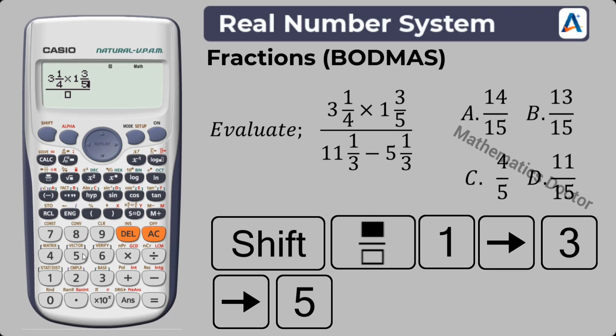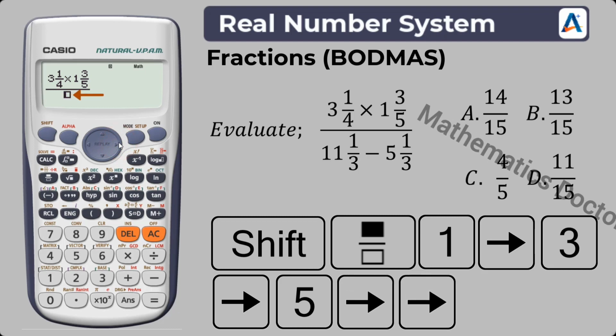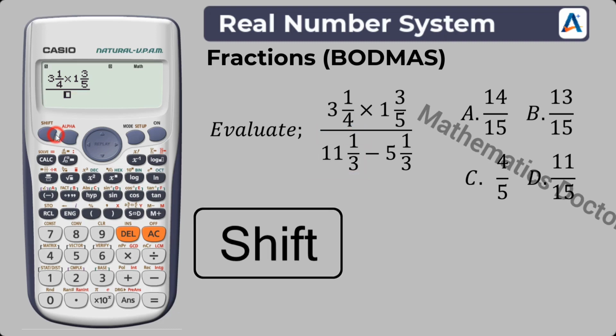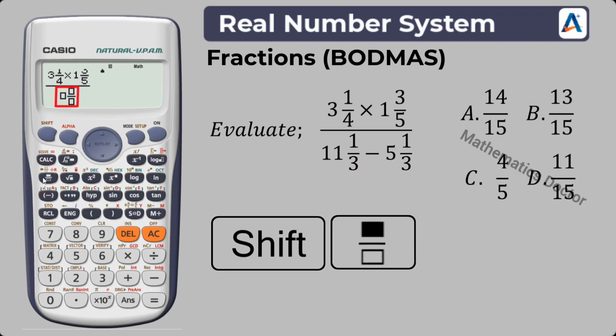Let's now bring the indicator to the denominator box so that we can input the fractions at the denominator of the question. Now to bring the indicator to the down side of the fraction or to the box down there, you press the arrow key to the right. You press it 1 and press it 2. So now the indicator comes to the box at the denominator. Since the denominator fractions are also mixed fractions, we press shift with the fraction key to get the mixed fraction boxes. 11 whole number, so 11 at the first box.